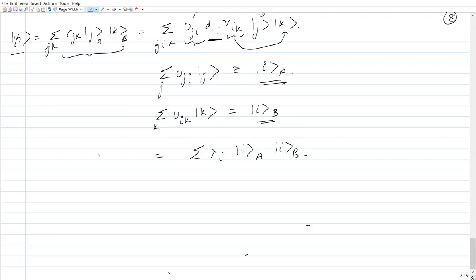I renamed my states after summing the unitary matrix U_ji over a set of states j, which gives me another vector, and similarly V_ik summed over k gives me another vector on the Hilbert space B. This is after singular value decomposition. This is called the Schmidt representation of the quantum state.